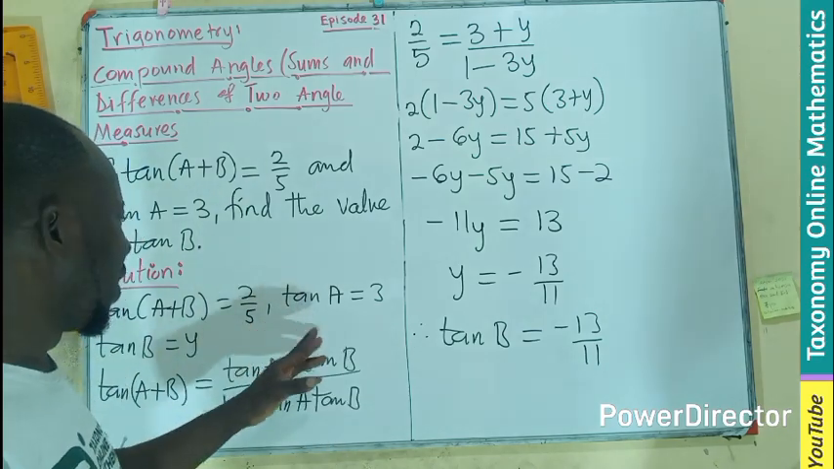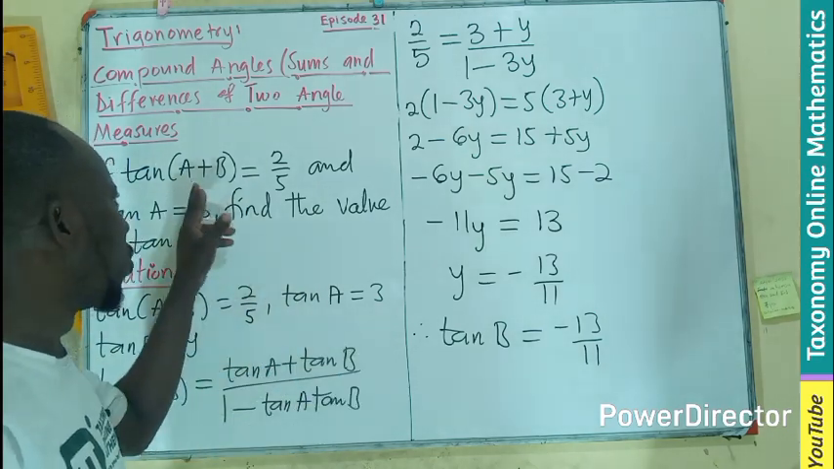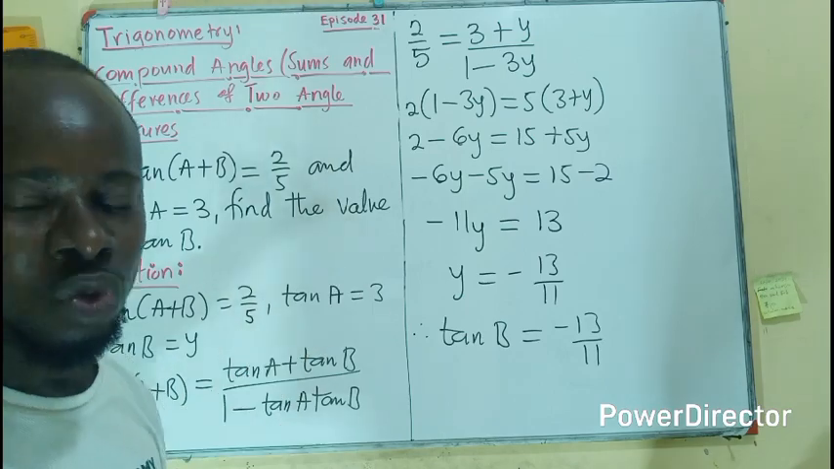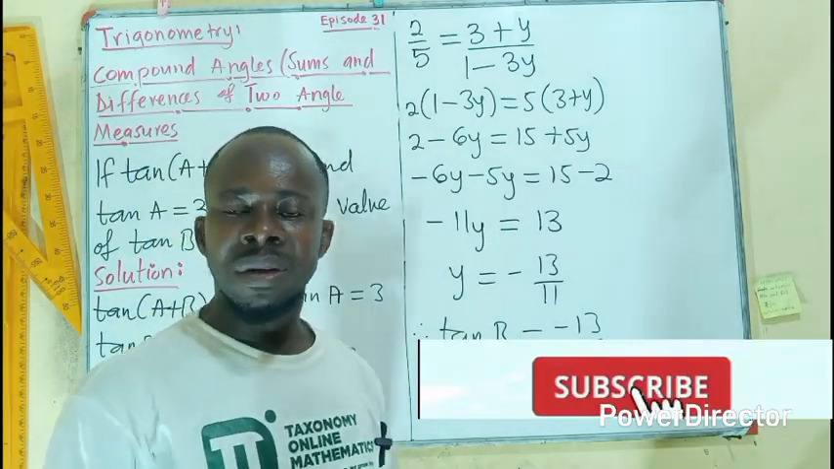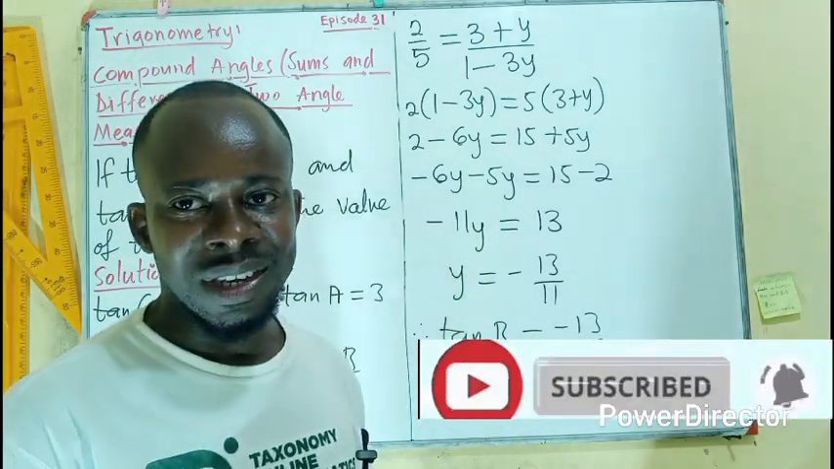Previously, you would be given tanA, tanB, and you'd be asked to find the sum of those two angles. It can be the other way around, just like we are witnessing in this question.